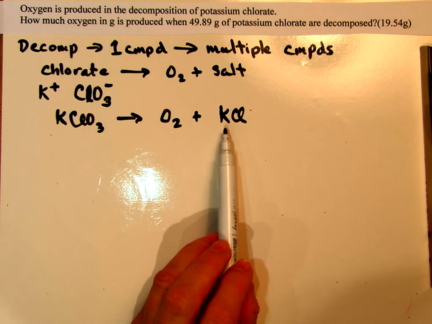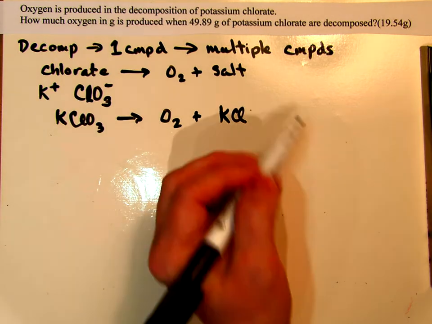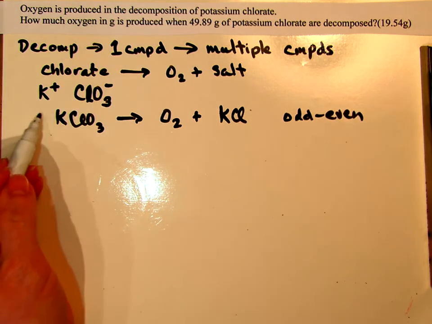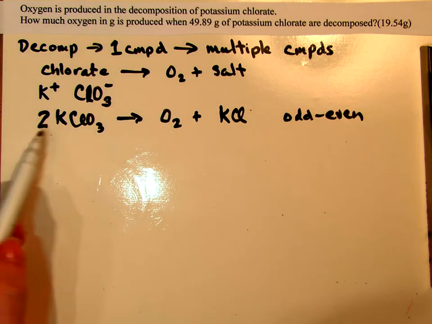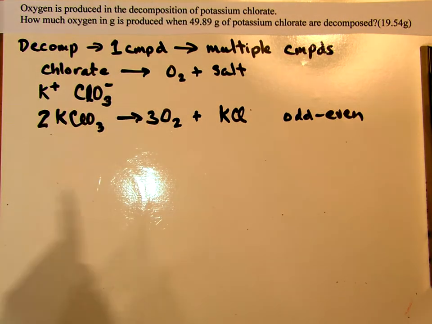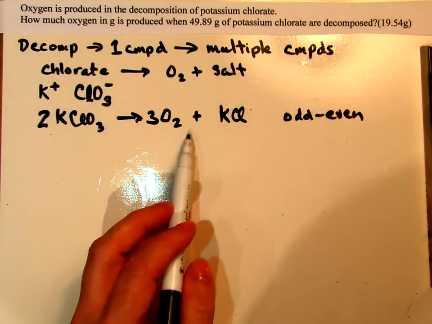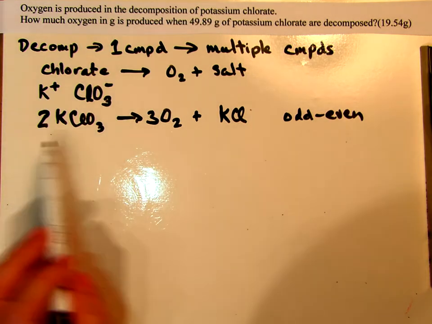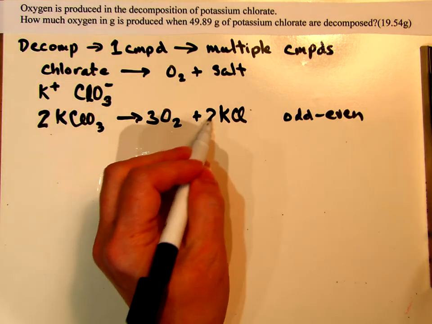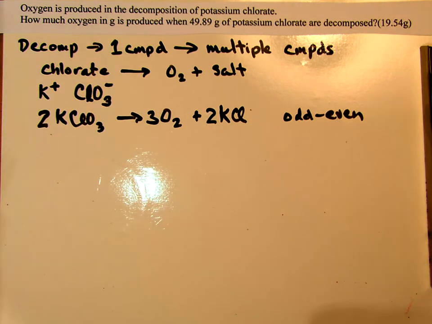Now we need to balance this, and we've got the odd-even rule going on here. So let's put a 2 in front of that KClO3. That'll give us 6 oxygens. So we'll put a 3 in front of this oxygen. That'll give us 6. So our oxygens are fine. And since we have 2 potassium chlorates, we're going to need 2 potassium chloride salts. So now we've got our balanced chemical equation.